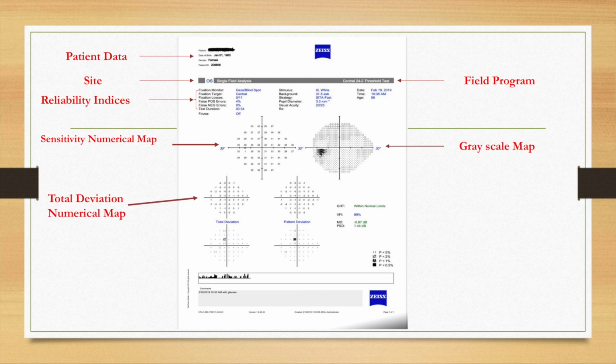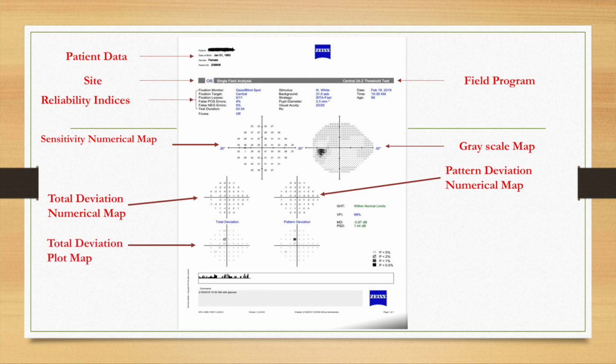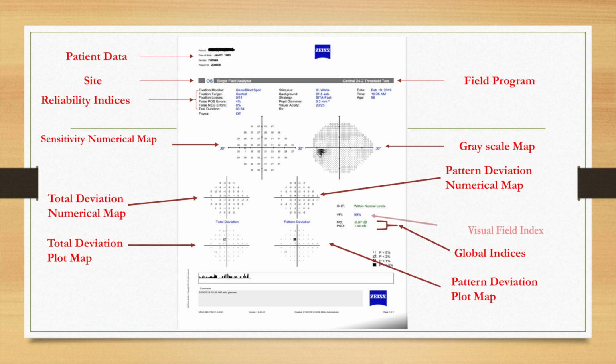Here the total deviation numerical map and the pattern deviation numerical map on the other side. Here we can see the total deviation plot map and the pattern deviation plot map. These are the global indices, the mean deviation and pattern standard deviation. Here we can see the VFI, the visual field index. Here we can see GHT, the glaucoma hemifield test.